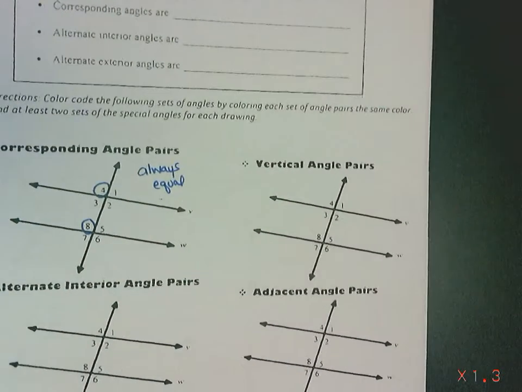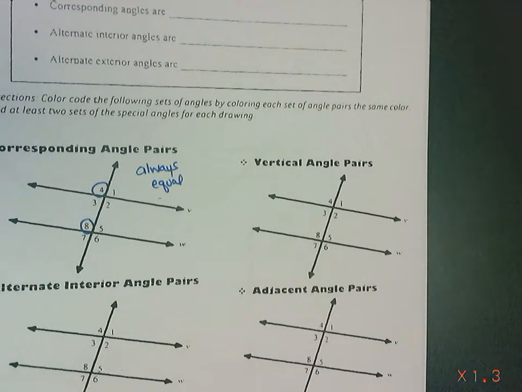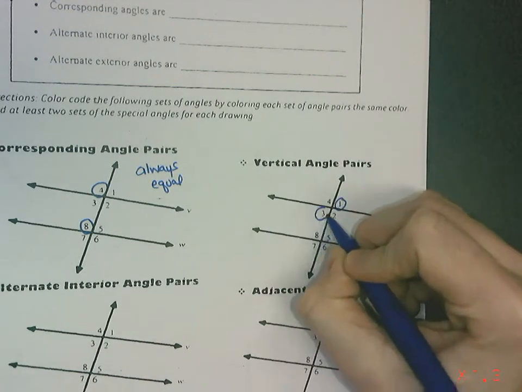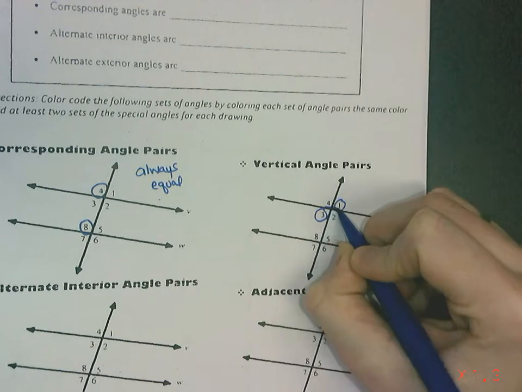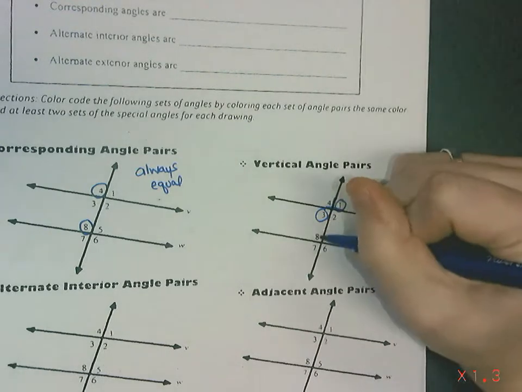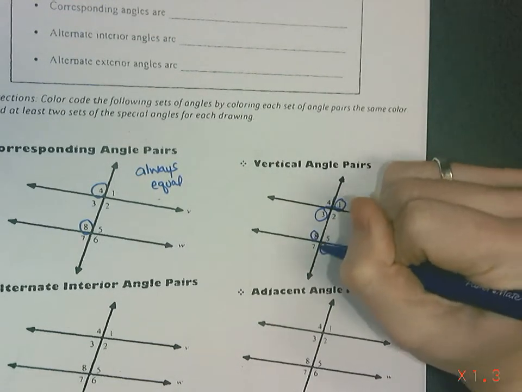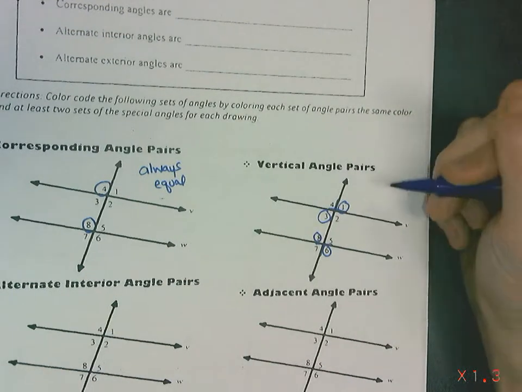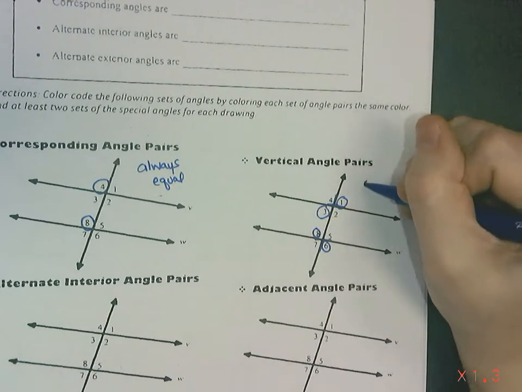Okay, the next one is vertical angle pairs. And we've talked about vertical angle pairs before, but remember vertical angle pairs are right across from each other, and the two lines in between them can draw an X in between your two numbers. So for example, 1 and 3 would be vertical angle pairs, and then 8 and 6 would be vertical angle pairs. And we know that vertical angle pairs are always equal.